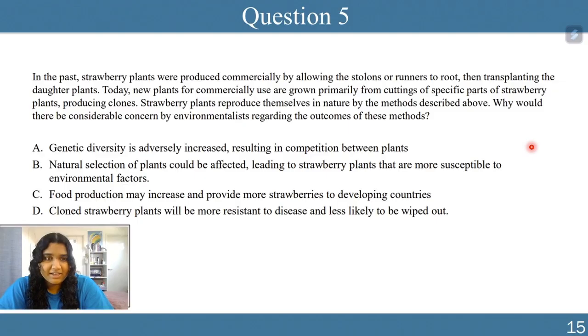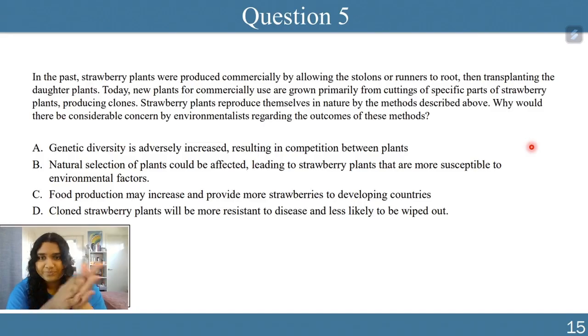Is it A, genetic diversity is adversely increased, resulting in competition between the plants? Is it B, natural selection of plants could be affected, leading to strawberry plants that are more susceptible to environmental factors? Is it C, food production may increase and provide more strawberries to developing countries? Or is it D, cloned strawberry plants will be more resistant to disease and less likely to be wiped out?